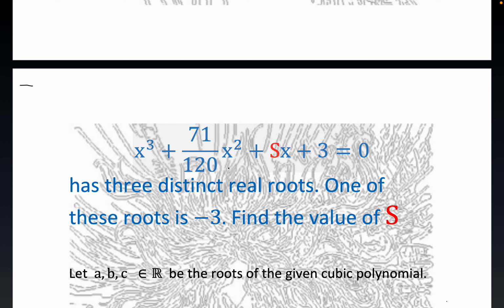Hey everybody, today we have a cubic polynomial with three distinct real roots, and one of these roots is -3, so we're supposed to find this unknown coefficient of x. Now without loss of generality, we can just go ahead and say c is equal to -3.